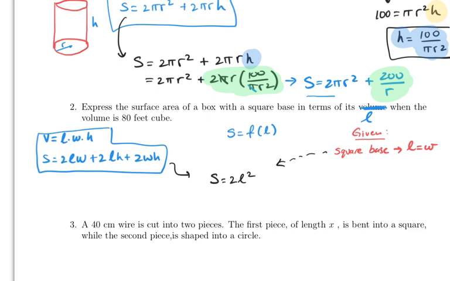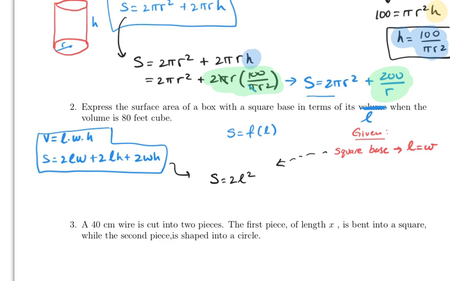How do I get L squared? Well, if the length and the width are the same, L times L is L squared, right? Since that's what a square means, L times L should be L squared. So that's 2L squared. Is that okay? You don't look pretty convinced with that?